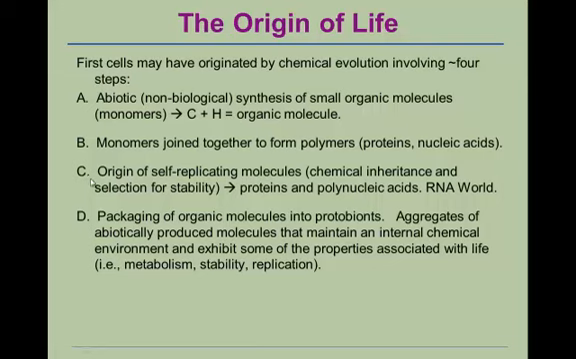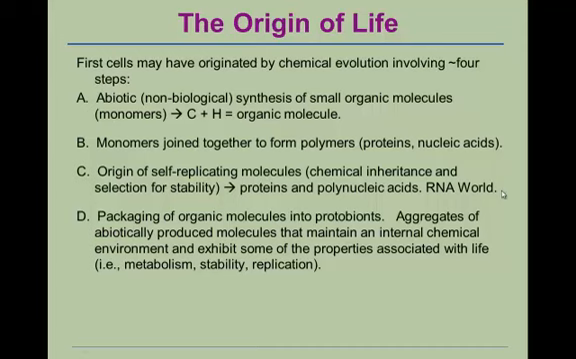The third step, step C, from these polymers, we had to have the origin of self-replicating molecular systems, in which you would have selection for stability, and you'd even have some chemical inheritance, where those molecular systems that perpetuated themselves were selected for, and those that didn't were selected against. So it was just kind of like natural selection, but not quite the same, but working on non-living systems, which is kind of interesting. Notice here I put the phrase RNA world.